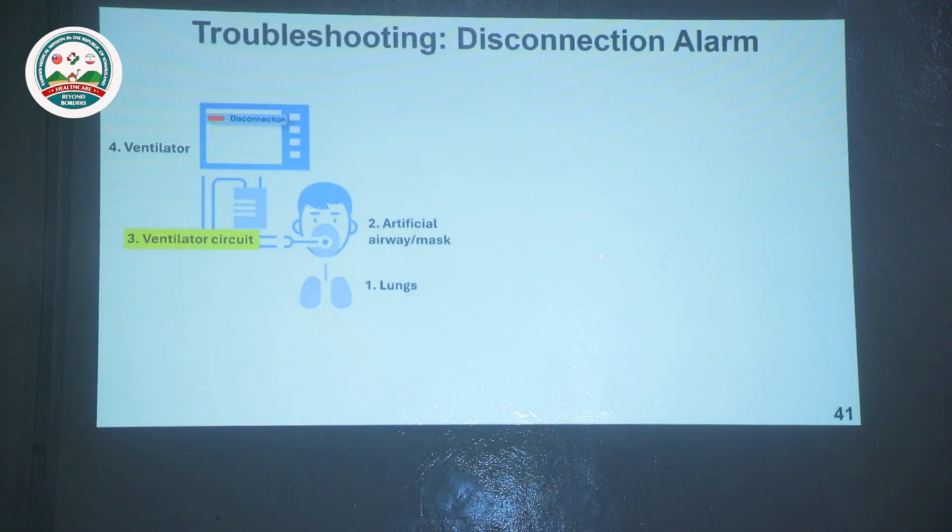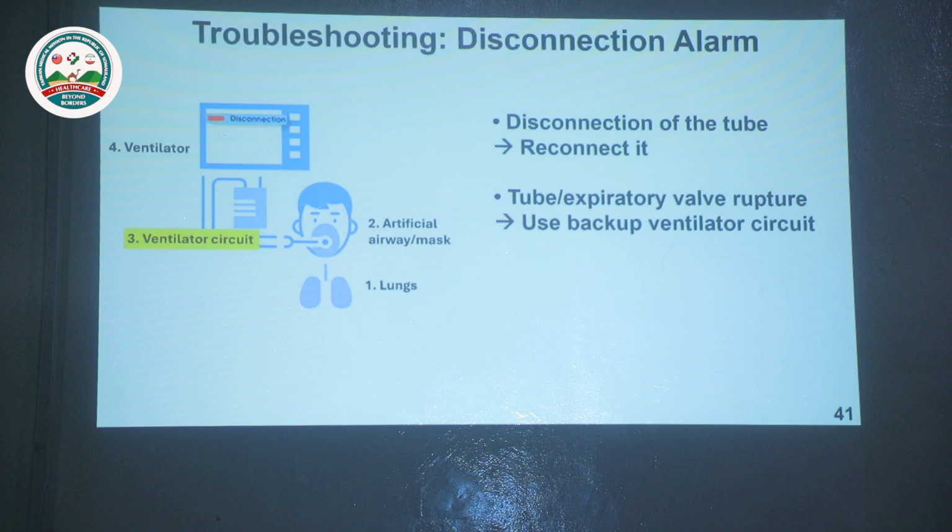And if there's no problem within the airway or mask leak level, the third thing is to look at the ventilator circuit. The most common thing associated with the ventilator circuit is disconnection of the tube, so just reconnect it. Sometimes there is an inspiratory valve rupture, tube or inspiratory valve rupture. The yellow adapter becomes malfunctioning or ruptured, so you need to change the ventilator circuit.